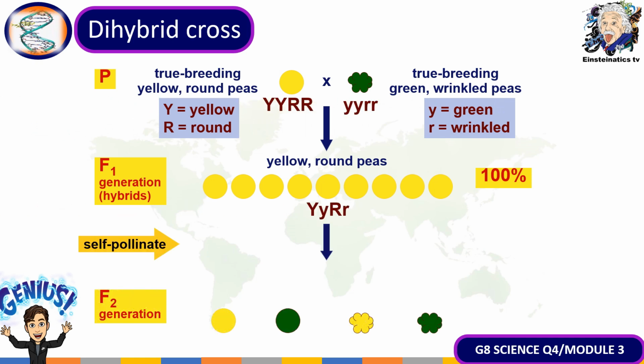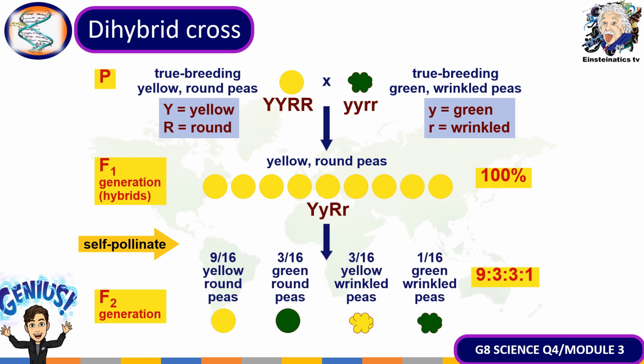Okay, so after self-pollination, in a dihybrid cross, it would result in 9:3:3:1. Ibig sabihin, 9 yung yellow round piece, 3 yung red ground piece, 3 yung yellow wrinkled piece, and isa yung green wrinkled piece, with this ratio 9:3:3:1 in a dihybrid cross.